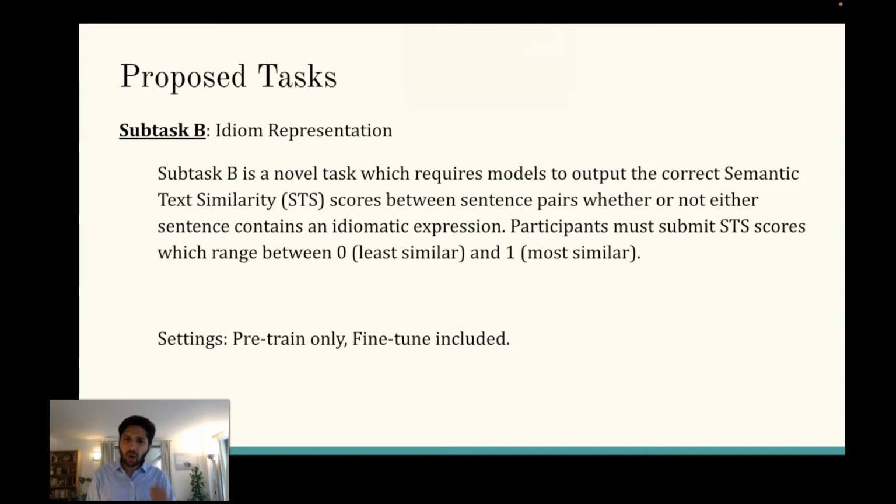Subtask B is a novel task, and it requires models to output the correct semantic text similarity scores between pairs of sentences depending on whether the sentence contains an idiomatic expression or not. And we present this in a pre-train only setting and a fine-tune included setting. The fine-tune included setting allows participants to use training data that is labeled with idiomatic information, whereas the pre-train only setting restricts participants to using unlabeled data, or at least data not explicitly labeled with idiomaticity.